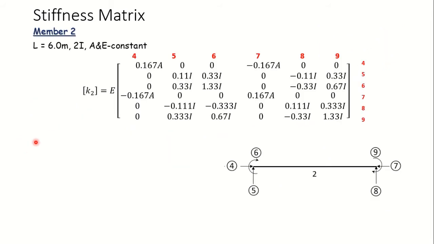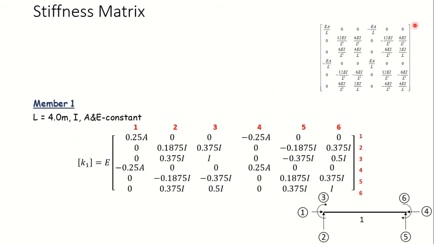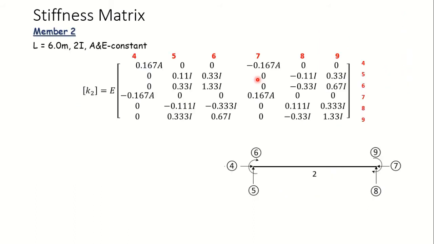Similarly, for the element stiffness matrix of the second member, when I take member BC, I have the length of the member as 6 meters, and moment of inertia is 2I. A and E are considered to be constant. So K2 now becomes the same matrix as used in developing the element stiffness matrix for the second member also.